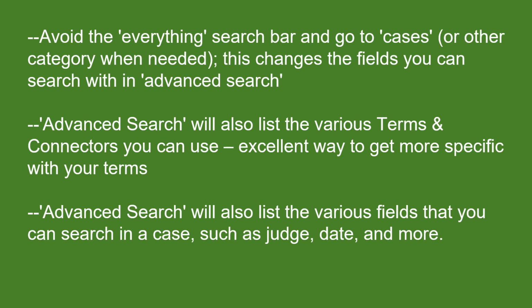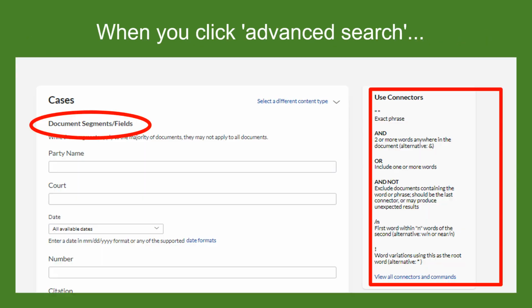Use advanced searching, and it also, when you get to it, not only will advanced searching list the various terms and connectors you can use, but it also lists the fields that you can search, so that if you wanted to search, let's say, for a judge or for a date, or if you wanted to search just the synopsis of a case, you could do that. When you click advanced search, you will get a template like this that lets you fill in the party name, or over at the side you can see some of the connectors that you can use.